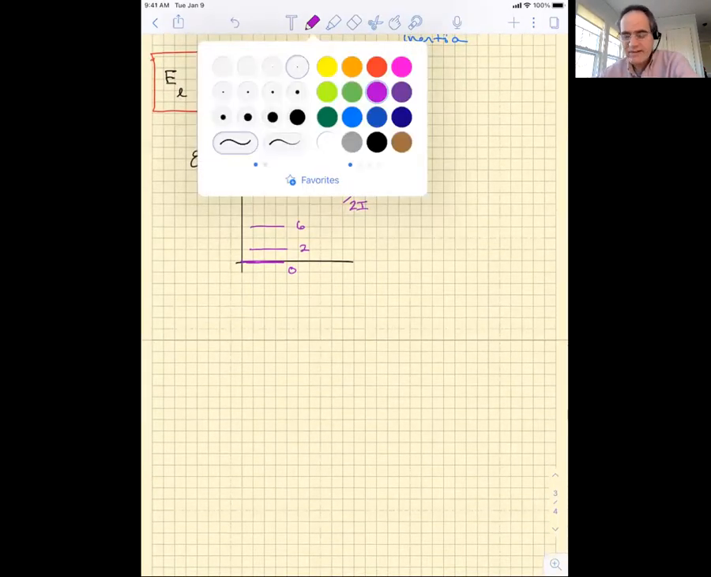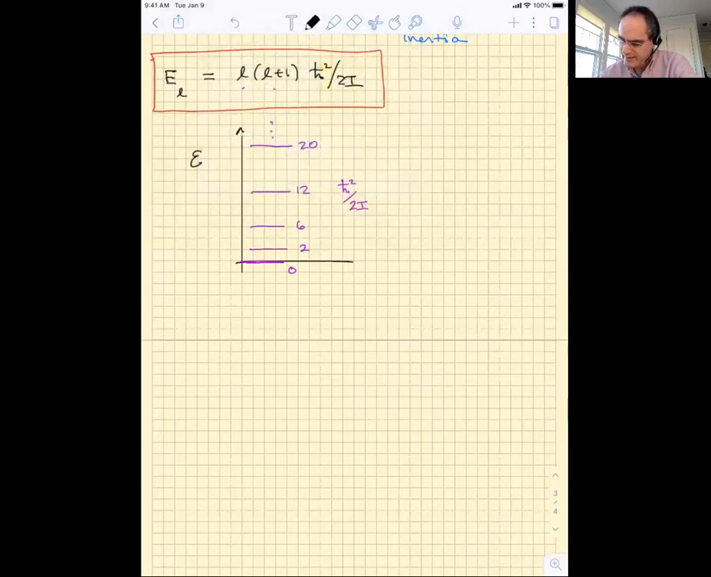So we can actually look at some data for a diatomic molecule. And to do that, we should just do one more thing. We should look at the transitions between states. There's actually a selection rule for transitions that result from absorption or emission of light, and that's that the change in L has to be equal to plus or minus 1, okay?